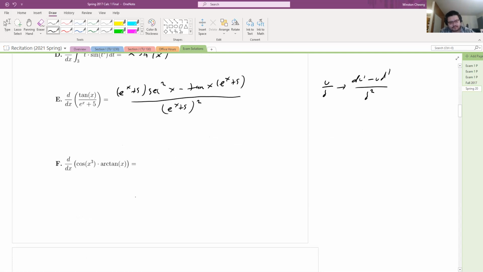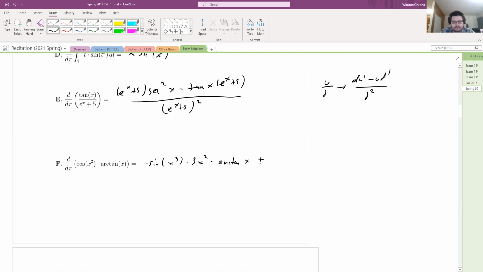All right. F is just a product rule. So that rule I think everyone remembers. So derivative of cosine is going to be negative sine. And then notice that you actually have a chain rule attached to this part. So you'll have a 3x squared. And then we copy the other half, arctangent of x, and that was all just half of the product rule.